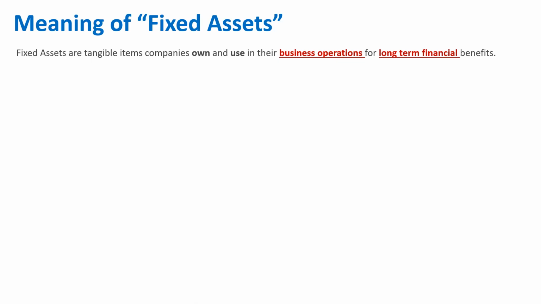So fixed assets are tangible assets. That means you can touch and see. Okay, that is the first point. Second, it has to be used in the business operation. And with what purpose? The purpose is that by using these assets, you earn financial benefits in the long run, not that you are using them only for a short period. Okay. Now let's start with an example.